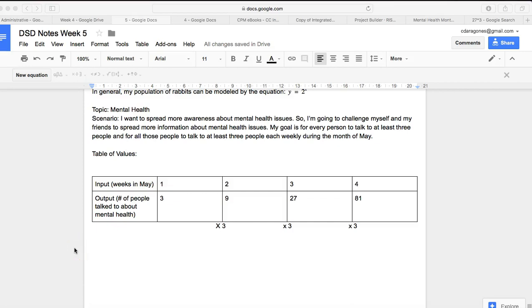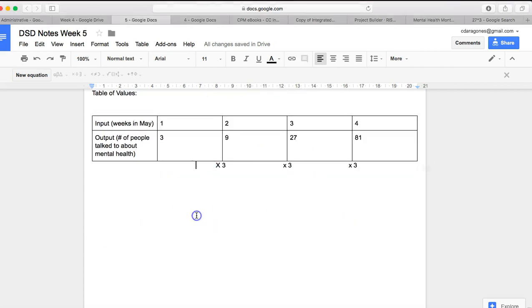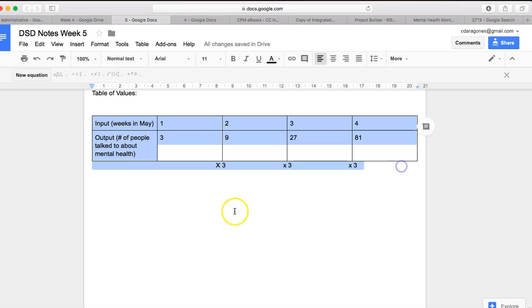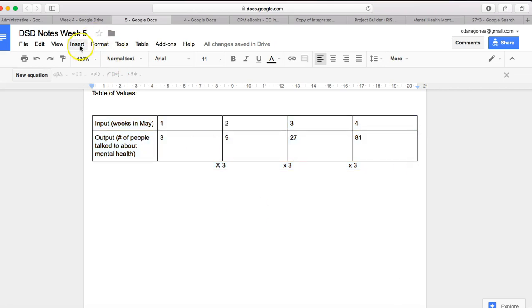Okay, so now that you have the scenario and a table of values, we are actually going to graph our data table. So, same drill, XY axis. I only have positive inputs and positive outputs here, but whatever you have, go ahead and create an XY axis for it.